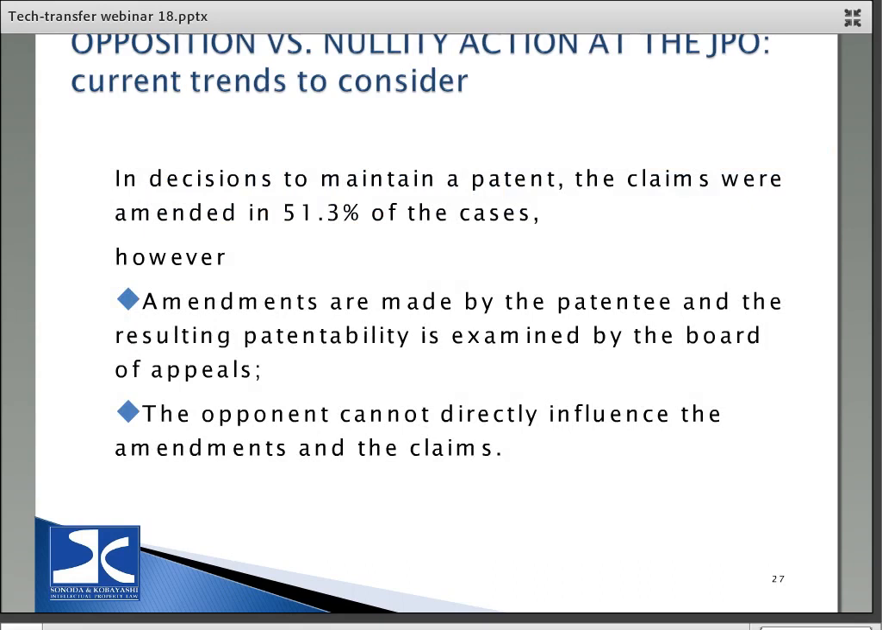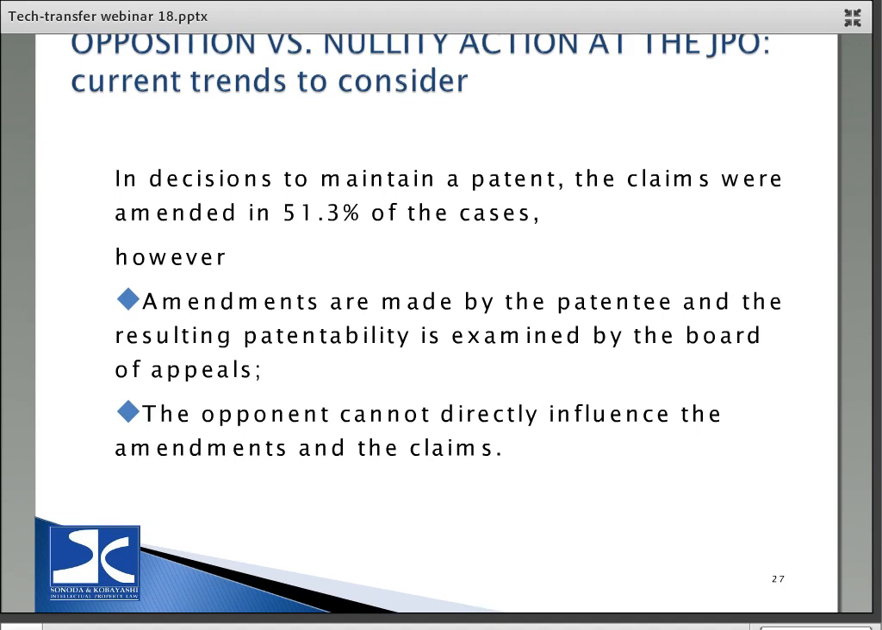However, there is a little more detailed analysis about what happened. In the decisions to maintain a patent, the claims were amended in 51.3% of the cases, which is about 50% of the cases. So if the target of filing an opposition is to make the patentee amend the claims, you can say that was successful for more than half of the cases. However, there is something you should consider.